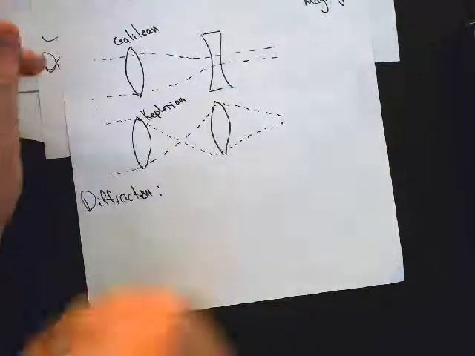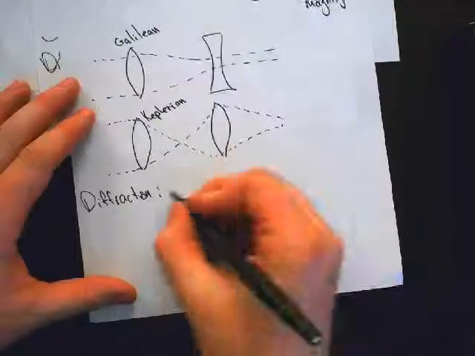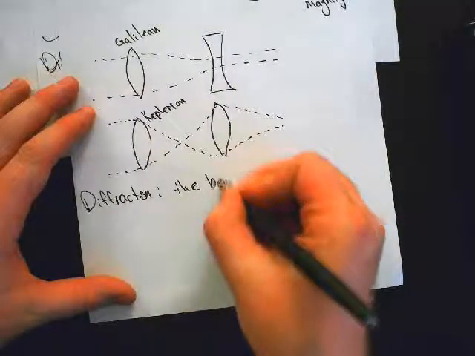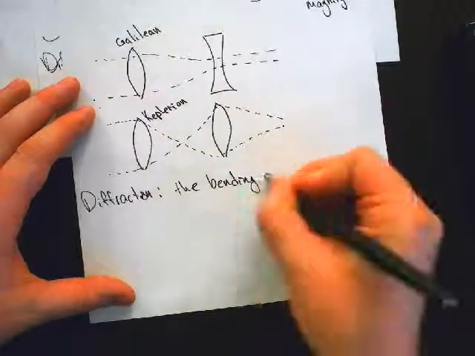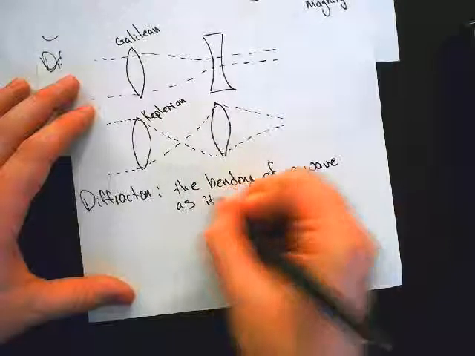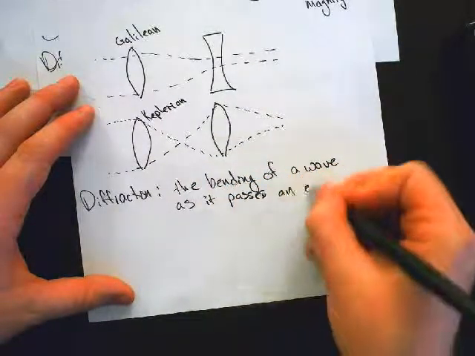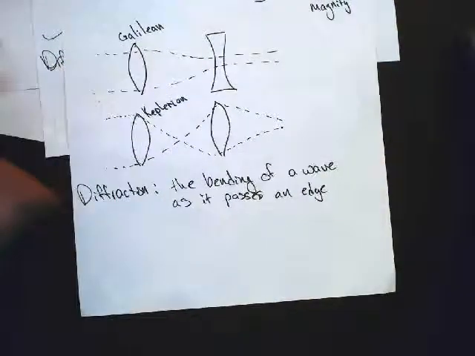All right. As I mentioned earlier, diffraction is the bending of a wave as it passes an edge. We can see this really easily with wave breaks in a harbor.